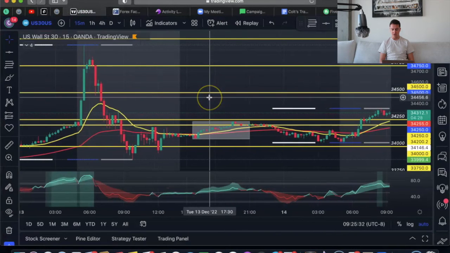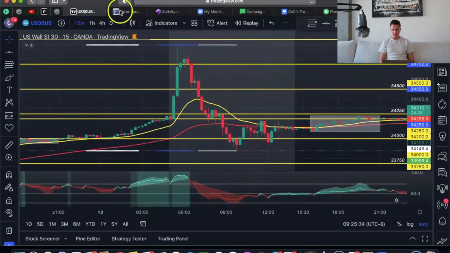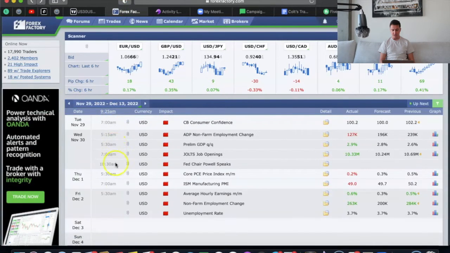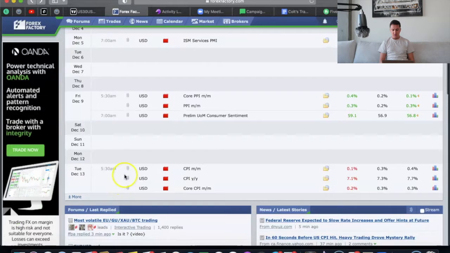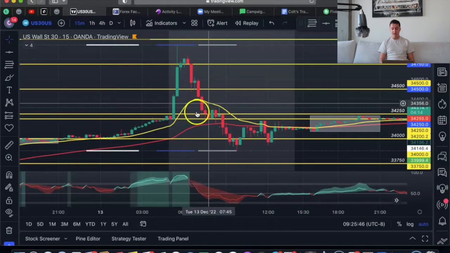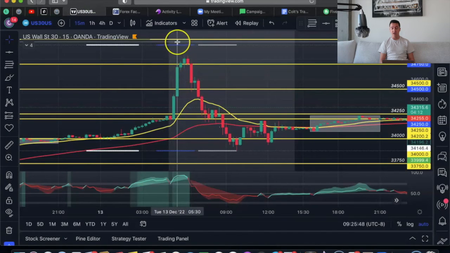Yesterday, we had news on CPI. So if we go right here to Forex Factory, we can see the previous day, Tuesday, we had CPI news come out right here, okay? And this is what happened right here. The market completely shot up.